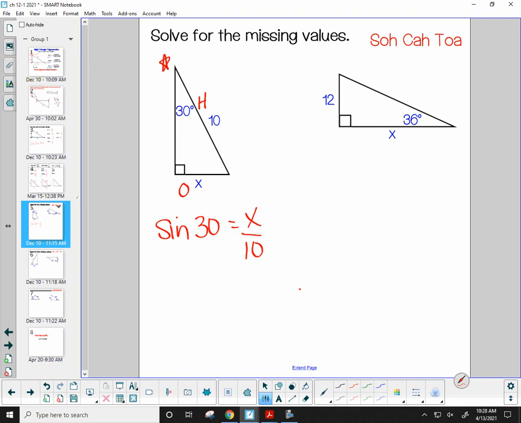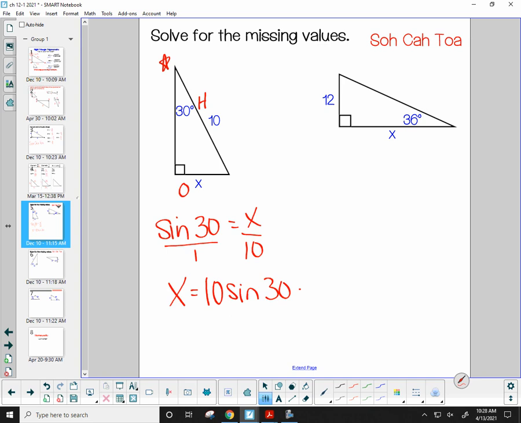I just treat this like a proportion and I cross multiply. Do not type anything into your calculator yet. So 1 times x gives me x, and then I have 10 times the sine of 30. Always put that constant out front.